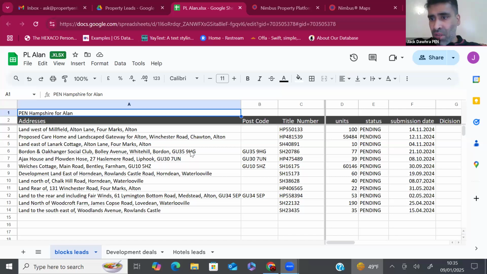I'm gonna share my screen. Share screen. Let me know if you can see my screen. Please raise your hand if you can see my screen. Yeah, I see it.